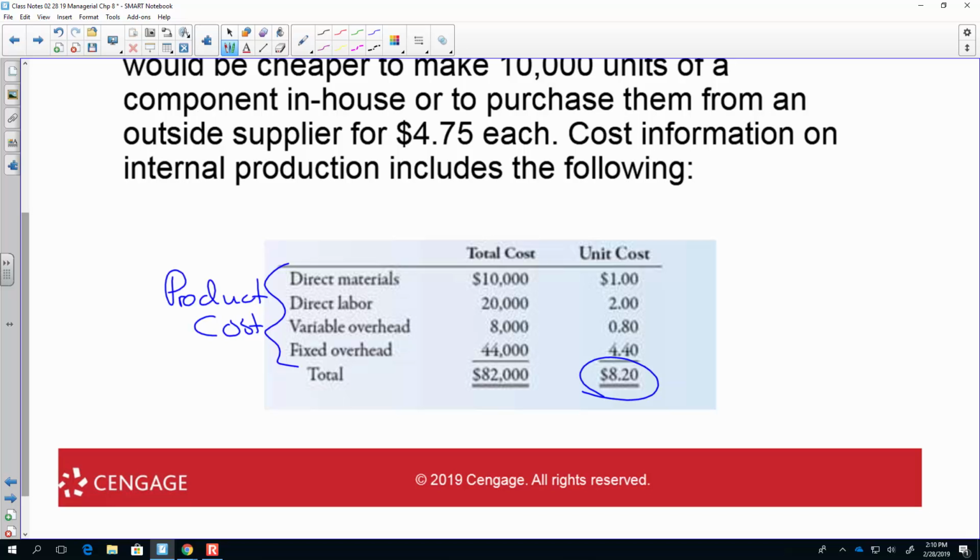So you're the accountant. We can make it for $8.20 in-house. A supplier comes in and says, hey, we can make that same part for you for $4.75. What's the cost differential? What is the difference, guys? $3.25. No, $3.45. Can someone corroborate that? Please. It's our first computation today. 345, right?